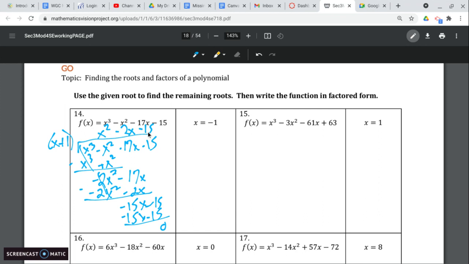So the two things that multiply to give us a negative 15 and add to give us a negative 2 are going to be a positive 3 and a negative 5. So our factors are x plus 1, x plus 3, and x minus 5. So our zeros, our roots, are negative 1, negative 3, and positive 5. So just like that, you are dividing to reduce it down based on the given factor that you have, and then you'll be able to factor it like normal afterwards, okay?